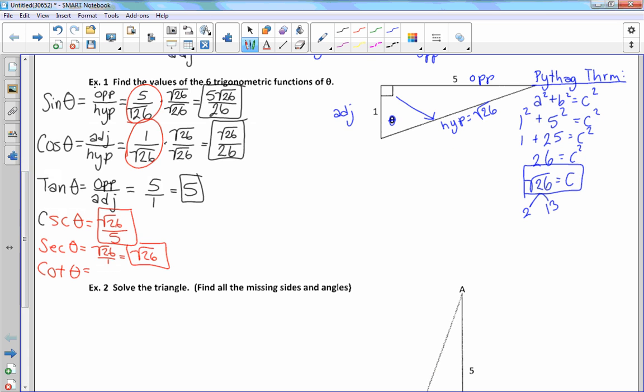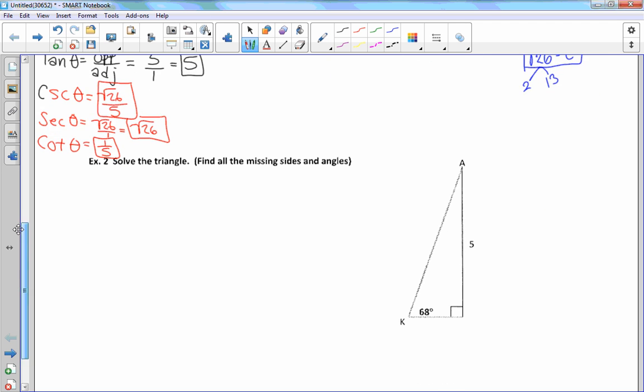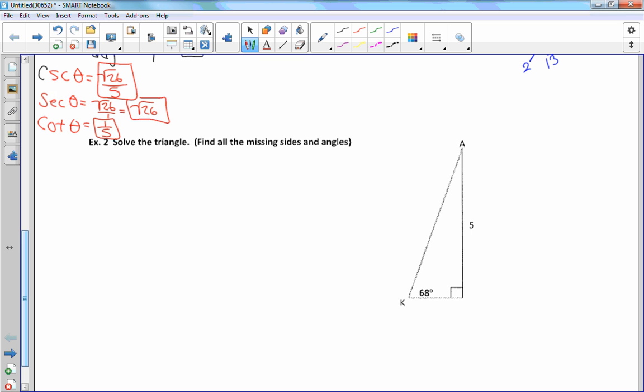Okay, it was 5 over 1, so we do a reciprocal, it was just 1/5. Okay, any questions about finding the 6 trig ratios? Okay, now we're going to use these ratios to actually solve. Now, notice, oh, I didn't get one of the letters on there. Okay, notice the vertices of our shapes are capital letters.